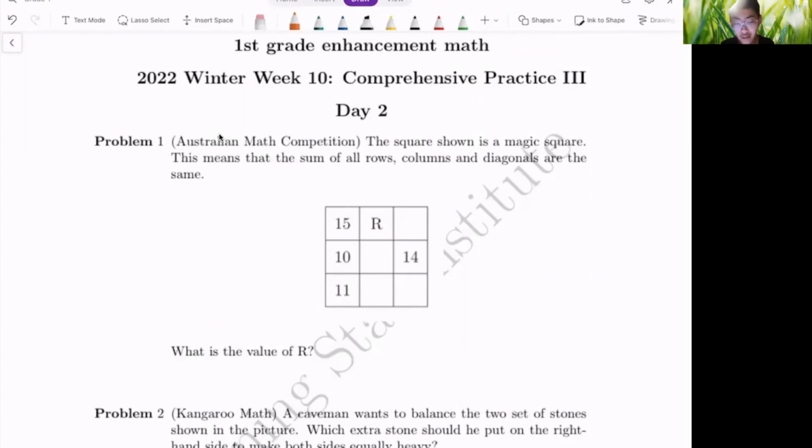Let's solve the left one first since it has all 3 digits circled in orange. 15 plus 10 plus 11 is 36. So what this means is that all the sums of the rows, columns, and diagonals from now on should be 36.